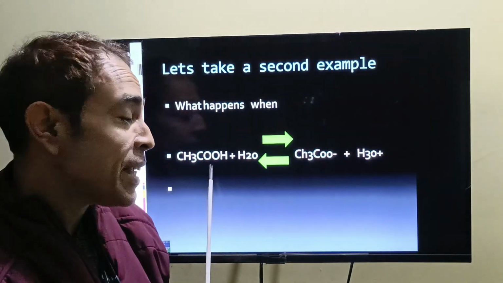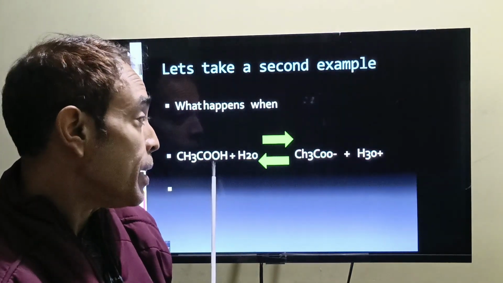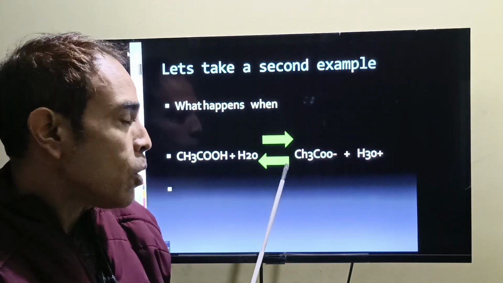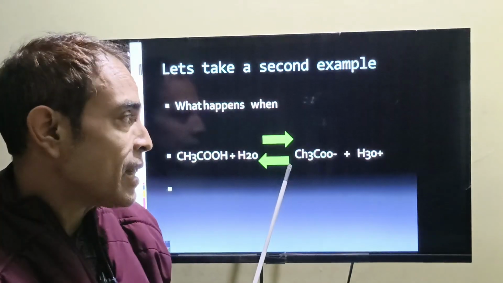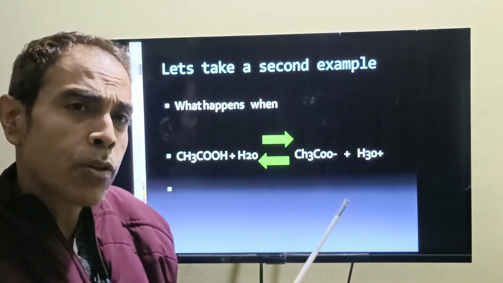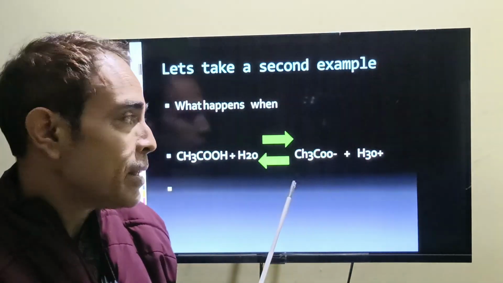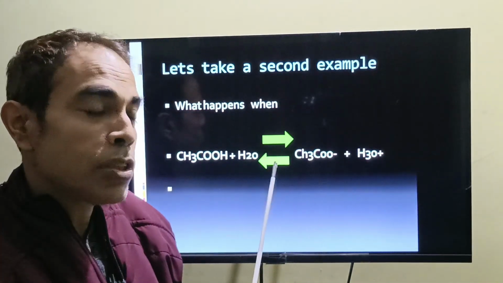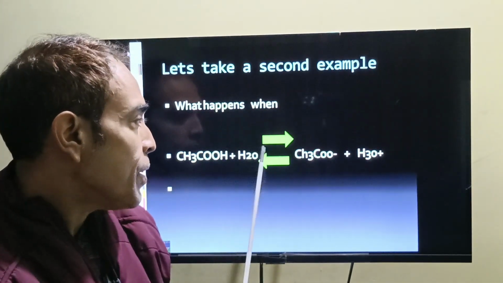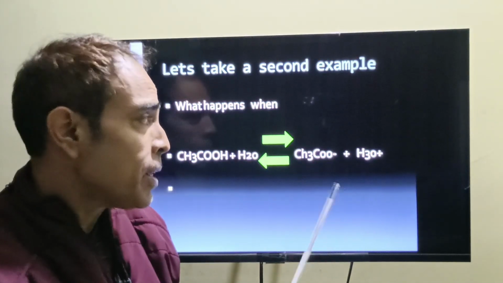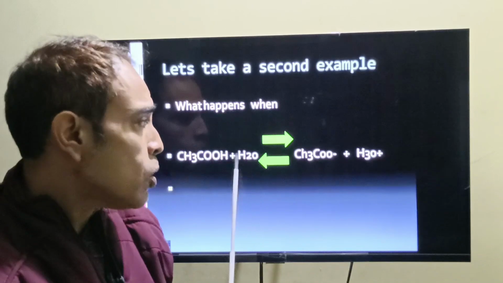Let us look at a second example. What happens when acetic acid reacts with water? Now this is not a strong acid, this is a weak acid. In a weak acid, as I've already talked about in earlier classes, the reaction is bidirectional. That means it does not completely dissociate into its products. So there will be acetate ion plus hydrogen ion, but it is reversible. That is, it does not completely dissociate.